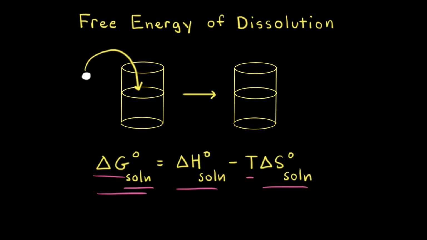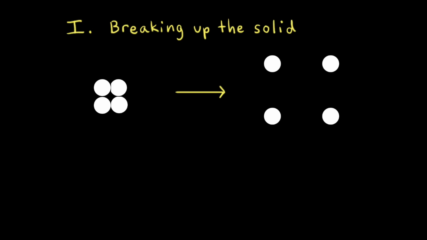So let's look in more detail at what determines the signs for delta H naught and delta S naught. We can think about the dissolution of a solid in 3 hypothetical steps. The first step involves breaking up the solid. Let's think about the change in enthalpy, delta H1, for this first step.